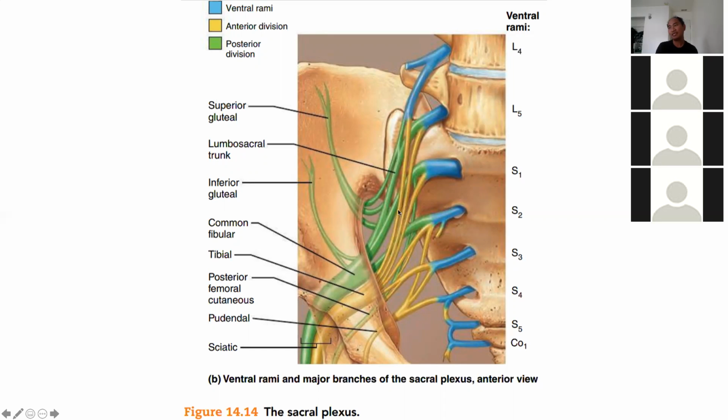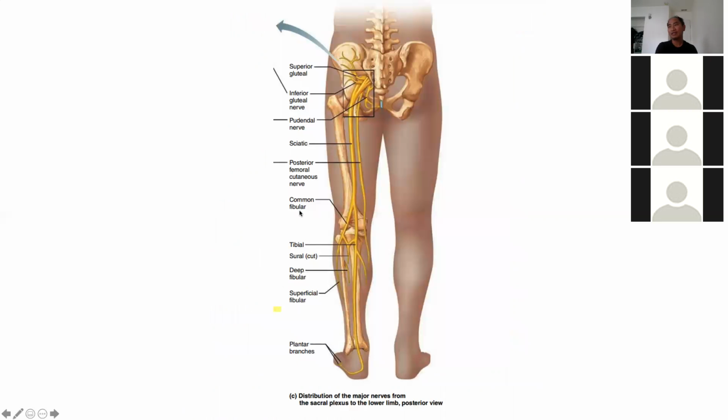Look at that, all the anterior rami join to form the sacral plexus, and one of the biggest nerves is the sciatic nerve. Look at that sciatic nerve, which is the combination of the common peroneal and tibial nerve. So look at that, the sciatic nerve coming out from the sacrum and then dividing into two: the common peroneal, which loops around the neck of the fibula, and the tibial, which goes straight down into the leg.